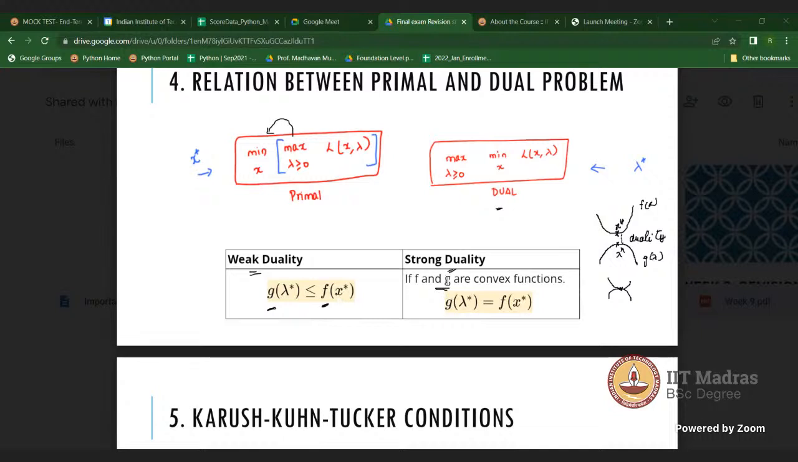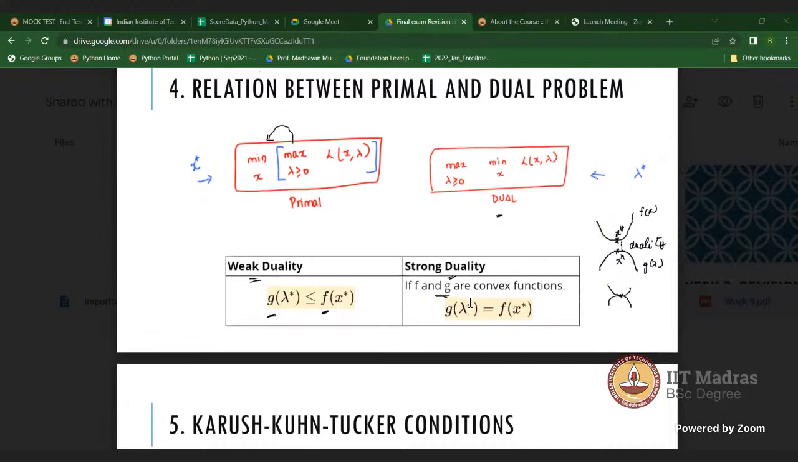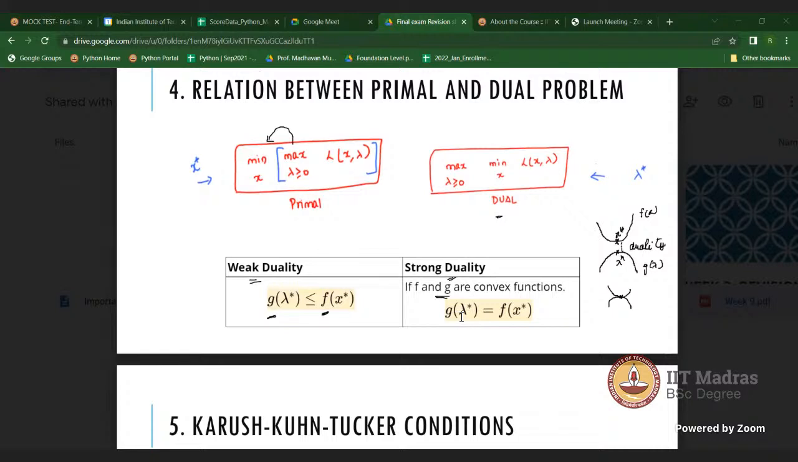When f and g both are convex functions, then we'll have that g of lambda star equals f of x star. That is, the optimal solution which you find through primal or dual, both are the same. Okay, is it clear?